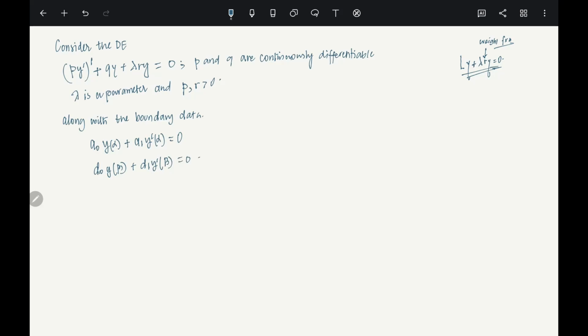So for now, let's call this equation star. The whole thing, the equation along with the boundary conditions, this is the star problem. This is the problem which we want to study for the next one or two videos. Whenever we are talking about the Sturm-Liouville boundary value problem, we are going to look at this particular problem.